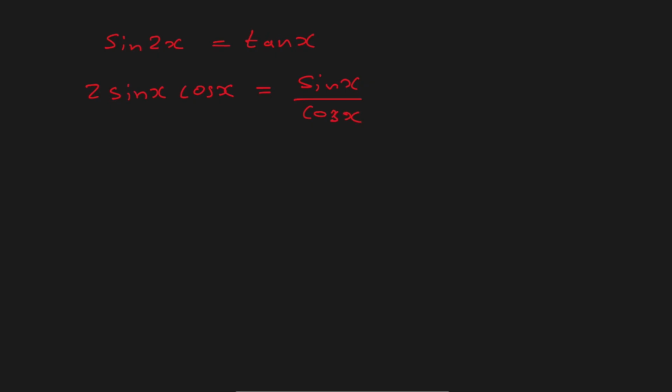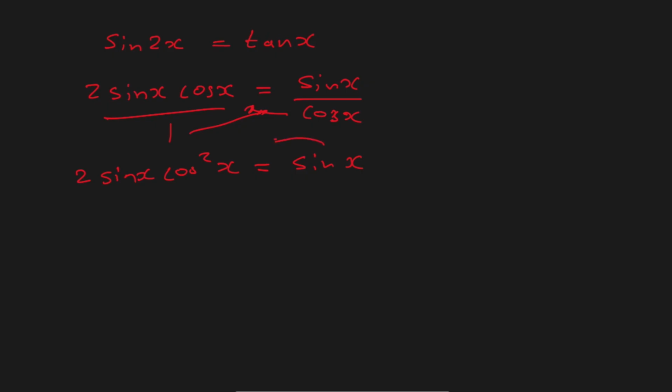So now what can we do? We can just transpose this to the other side, and then see if we can take out a common factor, or we can cross multiply and take out a common factor. It is really up to you how you do it. In this case, I see that if we cross multiply, this might be very easy for us. So let's cross multiply. We're going to get 2 sine x cos squared x, and that's going to equal sine x.